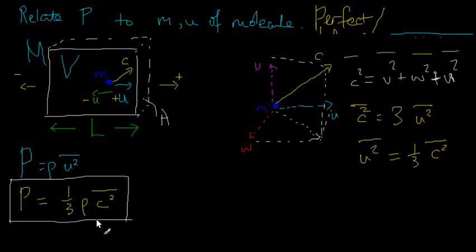So we have obtained the relation between pressure of the gas and velocity, or average velocity squared of the molecule. The next thing I want to do is to combine this result with the ideal gas law to see if we can find some new understanding of the gas.